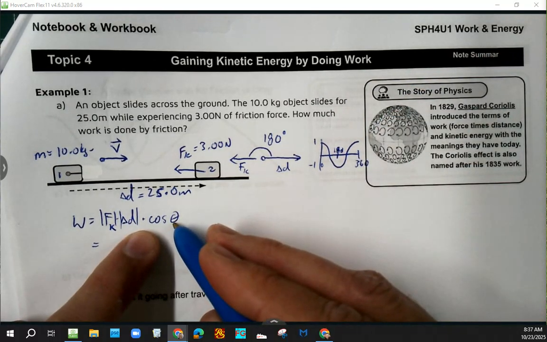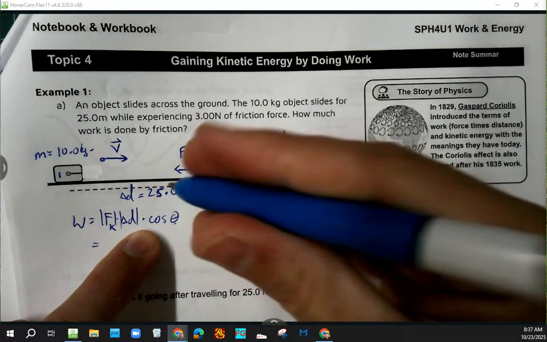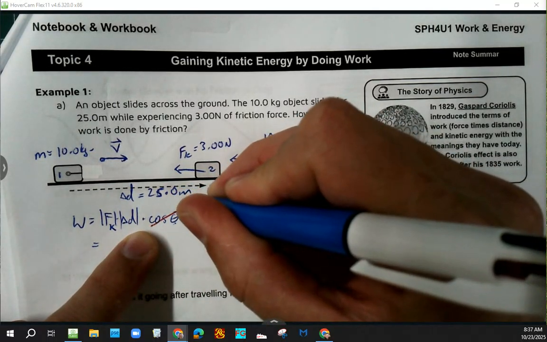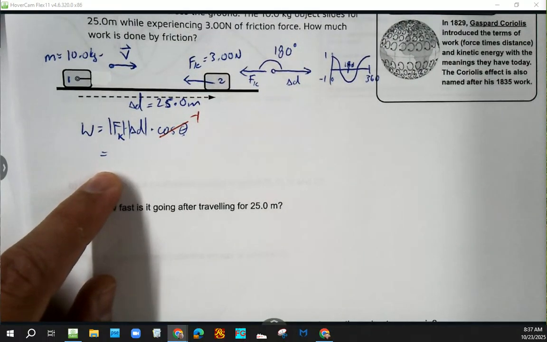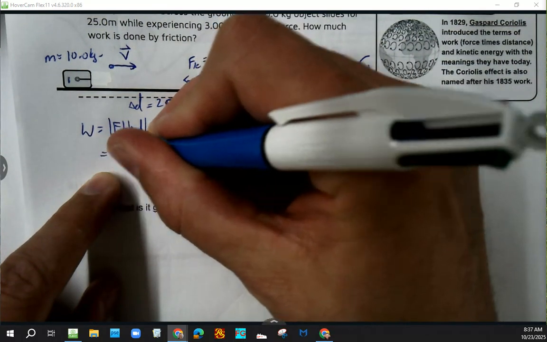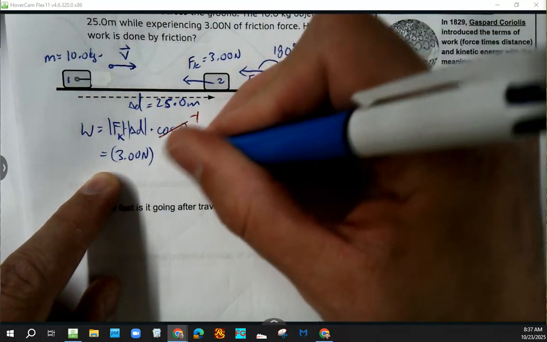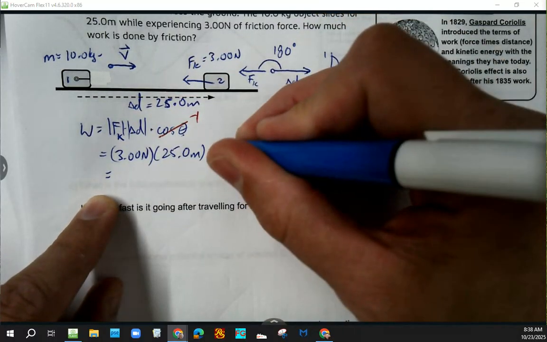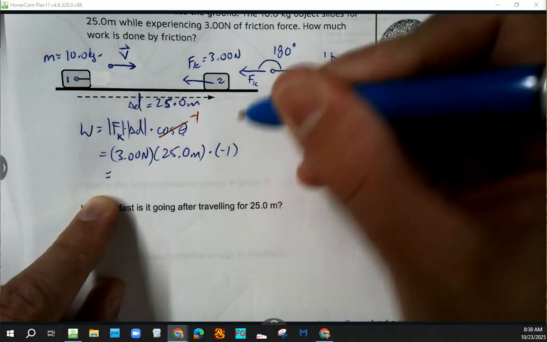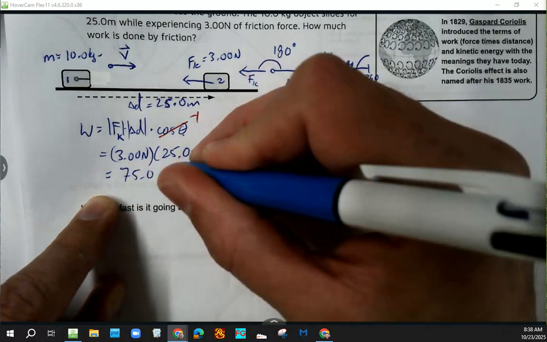So if this angle is 180 degrees, we've just introduced a factor of negative 1 into this. The fact that we're introducing a negative 1 means that there's going to be a negative sign out front of whatever we calculate, which means that, unsurprisingly, friction is going to do negative work, or for the purists out there, friction is going to rob energy from the system. Okay? So subbing in our values, 3.00 newtons, displacement, 25 meters. I chose nice round numbers. Everything's 3 sig figs. Times negative 1, sure, why not? And we get 75.0 units, not Newton meters.